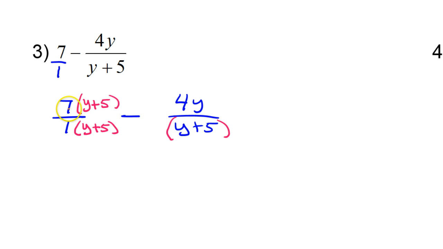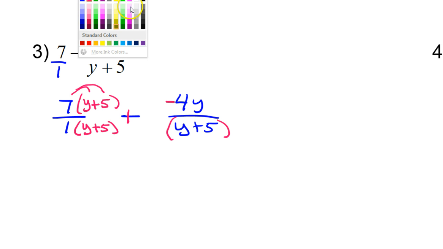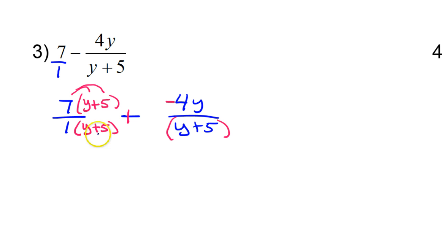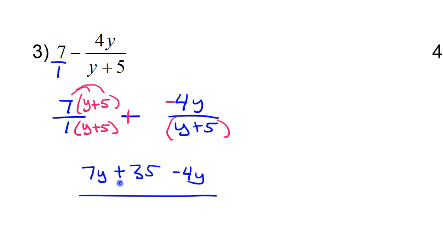So I can go ahead and do the distributive property here. And also, there's nothing to do here. So it's a subtraction problem. We've learned that we can change it to addition and put the negative here. So I will just go ahead and do the distributive property to get ready to combine like terms. So my distributive property gives me 7y plus 35. And then here I have minus 4y once I combine my like terms. And then in the denominator, I have the common denominator of y plus 5.